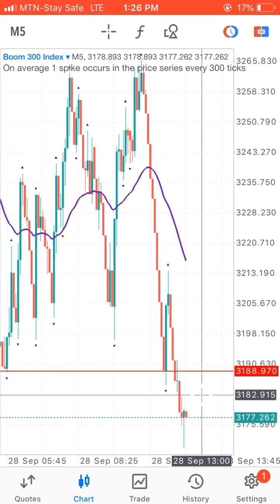Make sure you know where the direction of the market is going. You have to be sure about that, and apply price action. That is what I teach my students.